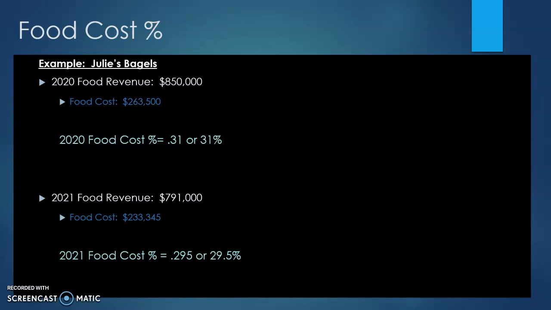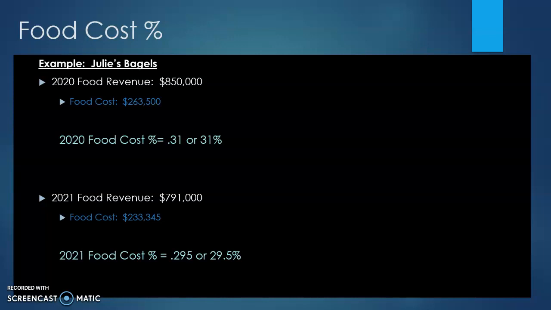Now her food costs for the year, so all the money that she paid for her flour and her eggs and her sugar and her salt and all that, totaled $53,500. Those were her total costs, right? So if we put that into our formula, we see that her food cost was 0.31, but we have to put that into percentage. So it's 31%. So her food cost was 31%.